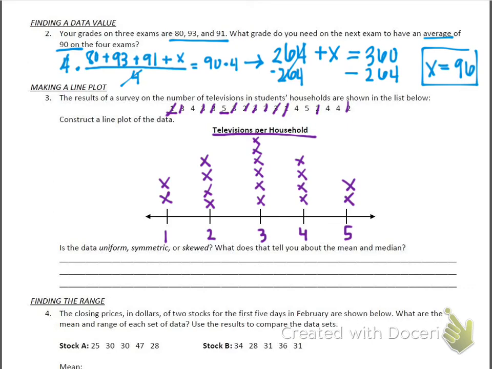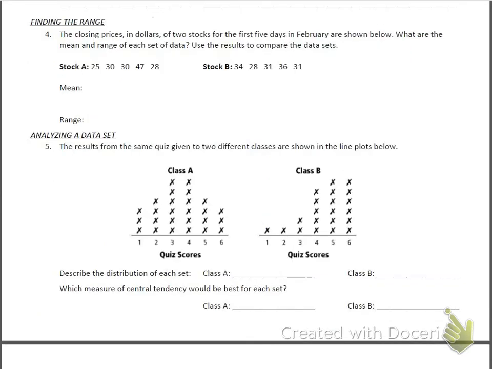Okay? So in a complete sentence, something like that. The data is symmetric, so the mean and median will be the same. Okay, so question 4, we're going to talk about the range and how that affects our data and when we want to use the range.